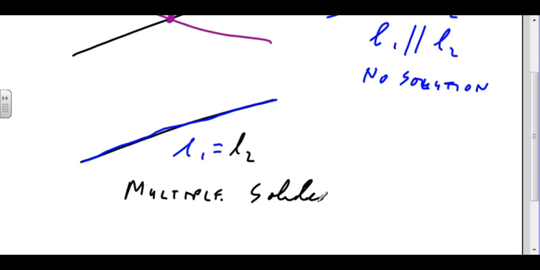Why did my marker quit? Wow, that's pretty special. Wow. Am I on invisible ink or something?